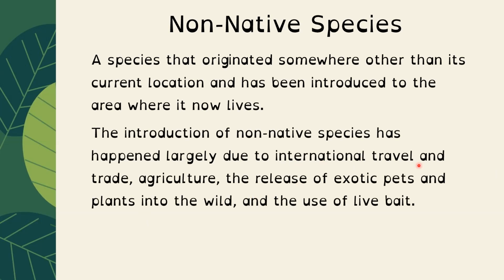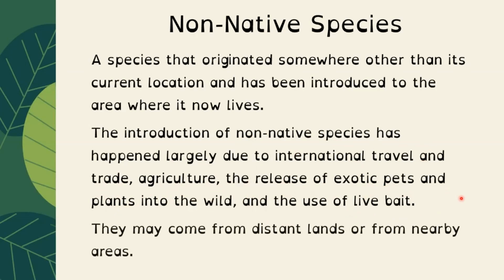So, international travel and trade, that's all because of us. Agriculture is because of humans. The release of exotic pets and plants, so humans releasing pets and plants into the wild, and the use of live bait is us trying to catch things. So that's all. Non-native species are generally because of human activities. They may come both from distant lands or from nearby areas. This is not all just coming across the ocean. This could be moving from one ecosystem and environment to another, even only a few hours away.